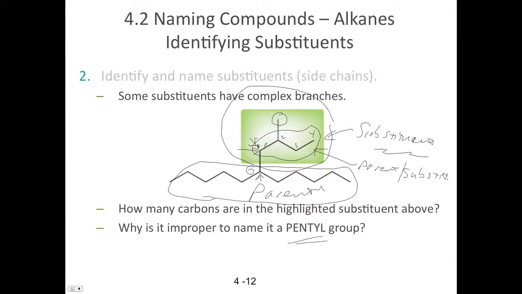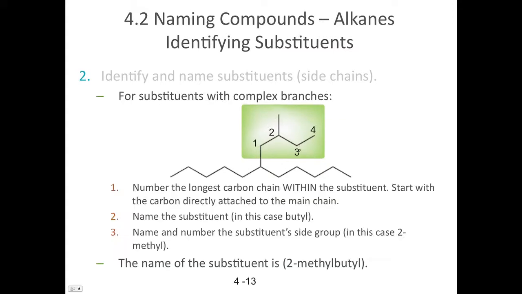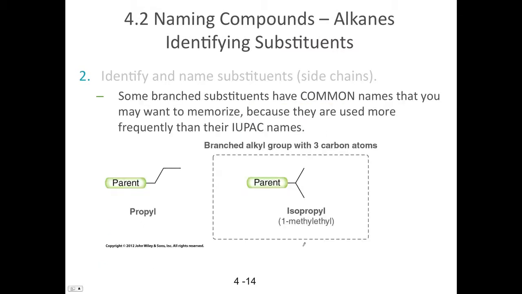So this guy here is a butyl, but it's not just a butyl group. It is a 2-methyl butyl. That's what the name of the substituent is at this point. And here it is drawn out using text, not insane scrawling. It says right here what I was just trying to tell you.